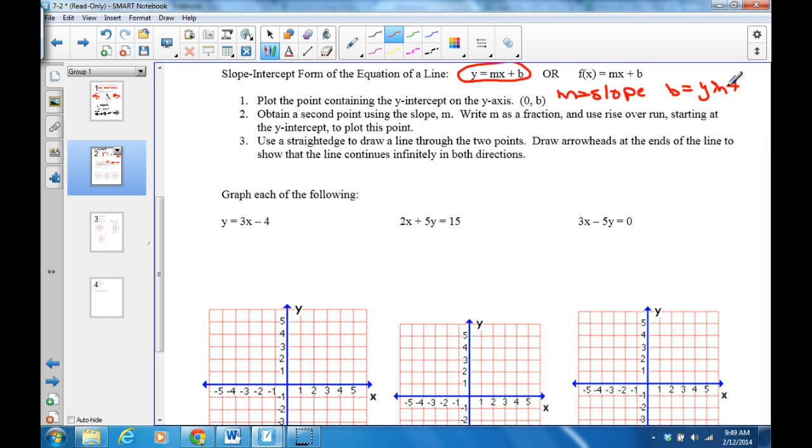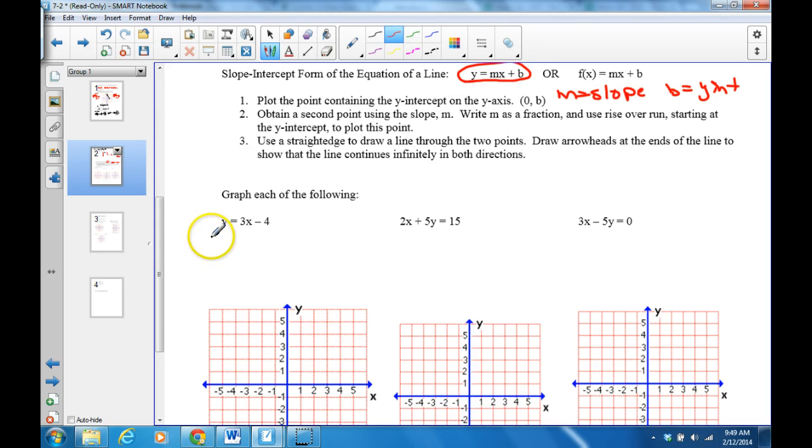Good. So basically, when we are graphing these, we are first going to graph the y-intercept. That's point number 1. Second, we're going to take that slope and find our next point by doing our rise over run, and then we'll plot the second point, and then we'll connect our dots. So let's do that with this one.